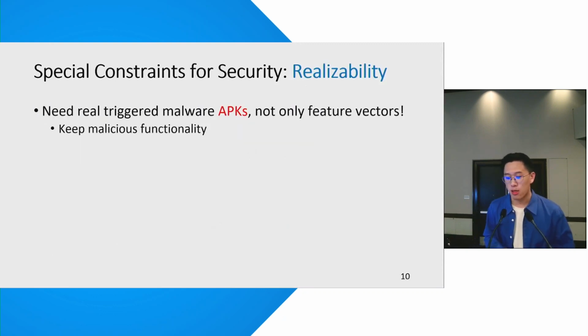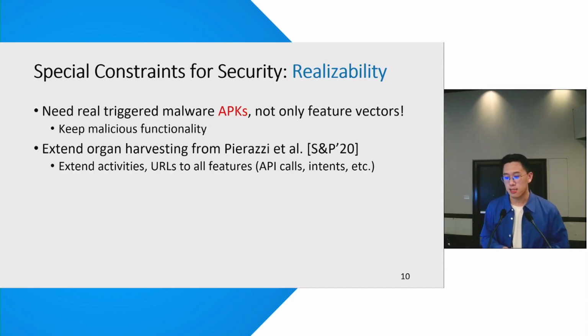As we mentioned before, there are some special constraints for security, which is realizability. The malware authors need real triggered malware APKs, not just manipulated feature vectors. We need to keep the original malicious functionality. We extend a technique called organ harvesting from S&P 20. We extend it to support all types of features.